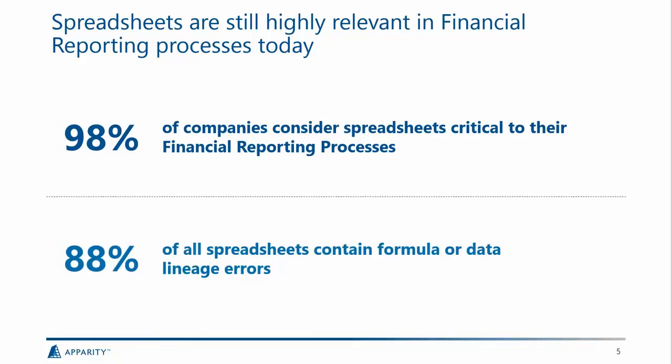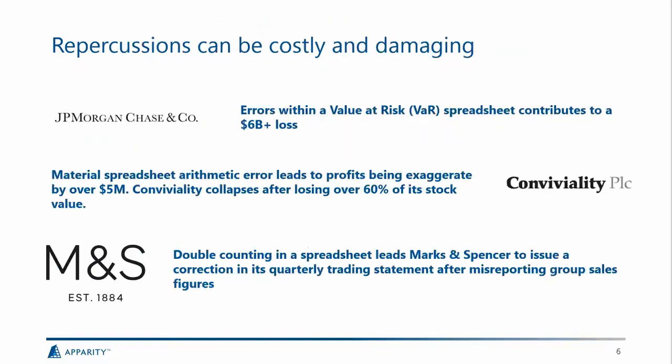The second interesting stat I want to bring up is that 88% of all spreadsheets contain formula or data lineage errors. So we have spreadsheets which are used for highly critical reporting processes, really throughout that process, and then we find that they are very error prone within that process. I'm sure this will come as no surprise to many of you on the call today, that spreadsheets do contain errors, but I think it's interesting to look at some of the different ways in which this has impacted companies. There are some pretty high profile examples of how this can be very costly and damaging to companies.